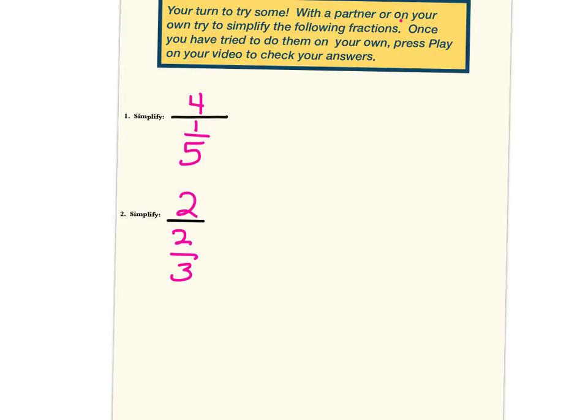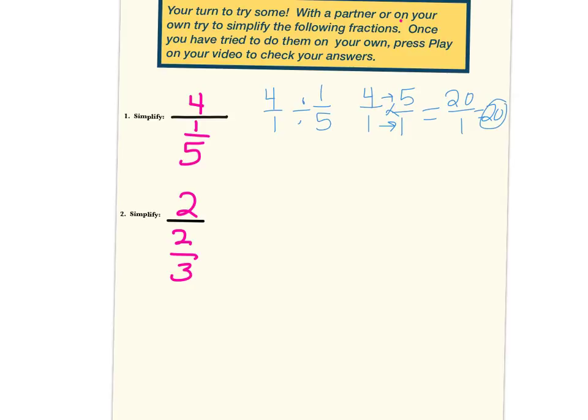If we want to simplify 4 over 1/5, the first thing that we have to do is write it as a division problem. So I'm going to write 4 over 1, our numerator, divided by 1/5. That's the same as 4 over 1 times the reciprocal, which would be 5 over 1. We cannot cross simplify here, so we're going to go ahead and multiply straight across. 4 times 5 is 20, 1 times 1 is 1. Our final answer would be 20.